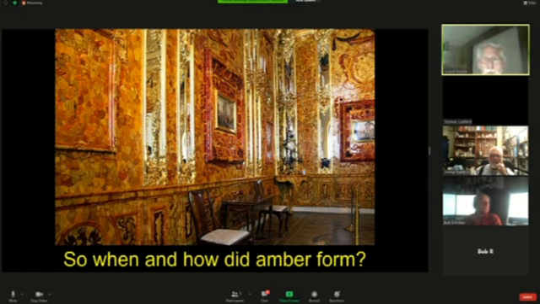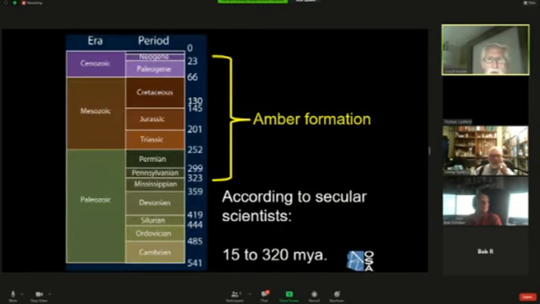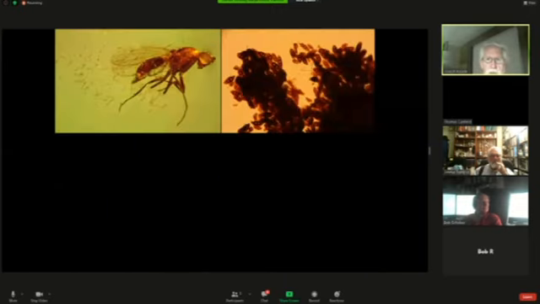So we'll turn now to where did all this amber come from? How did it form and when? So here's that slide I showed you before: according to the secular scientists, it was thought to happen over this extended time period of some 300 million years. And encased, we see various specimens here from plant and animal life.